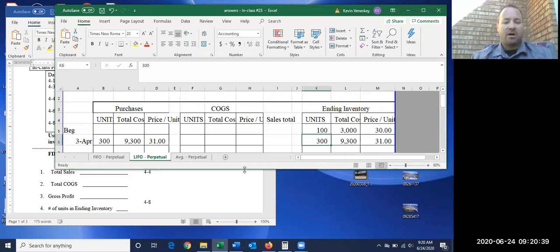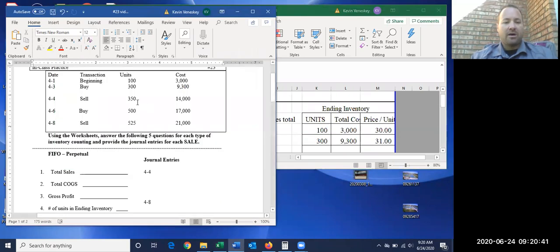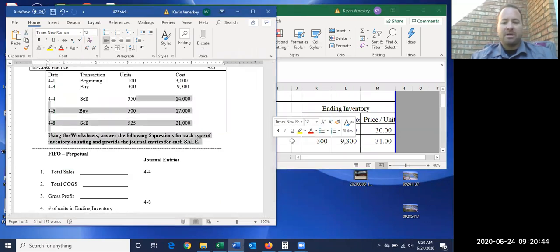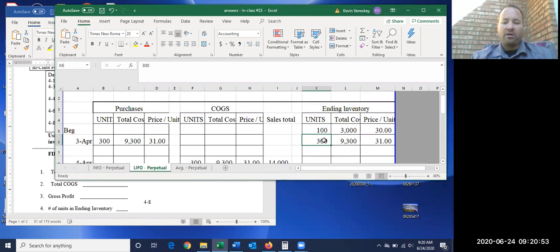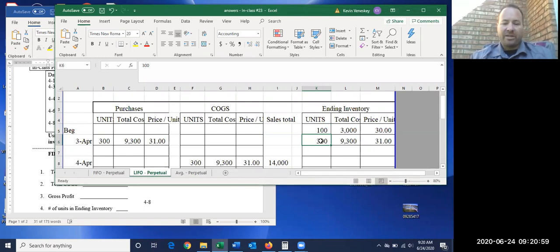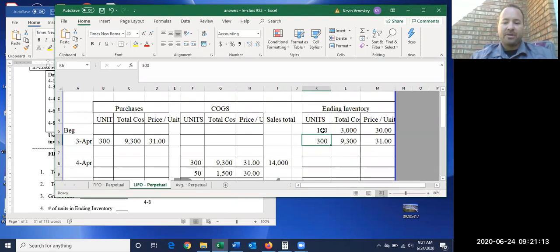The change comes on 4/4. When I sell 350 items, instead of selling these first and then these second, I'm now selling these first. So out of the 350, I'm selling all of this bottom purchase, the second one. So that whole line just gets transferred down because I'm selling more than what I even bought. And then I still have 50 left that I have to sell out of that first batch. And 50 at that price, 30 bucks a piece, will tell me how much it cost.